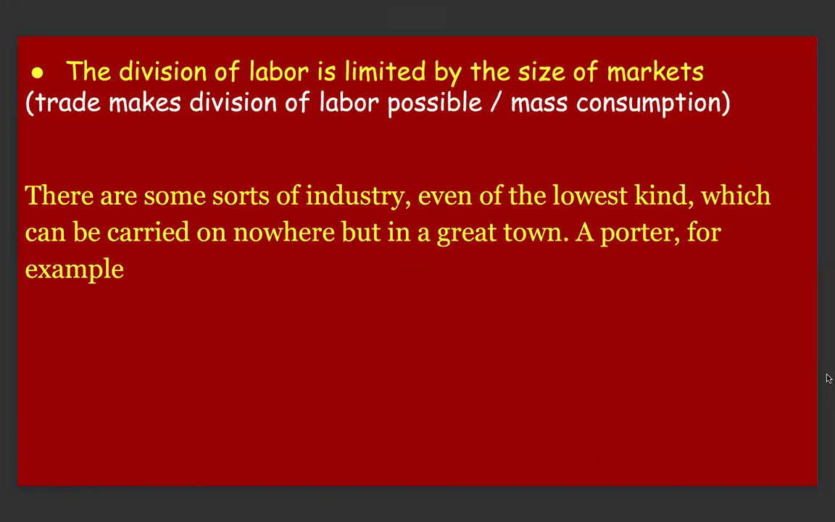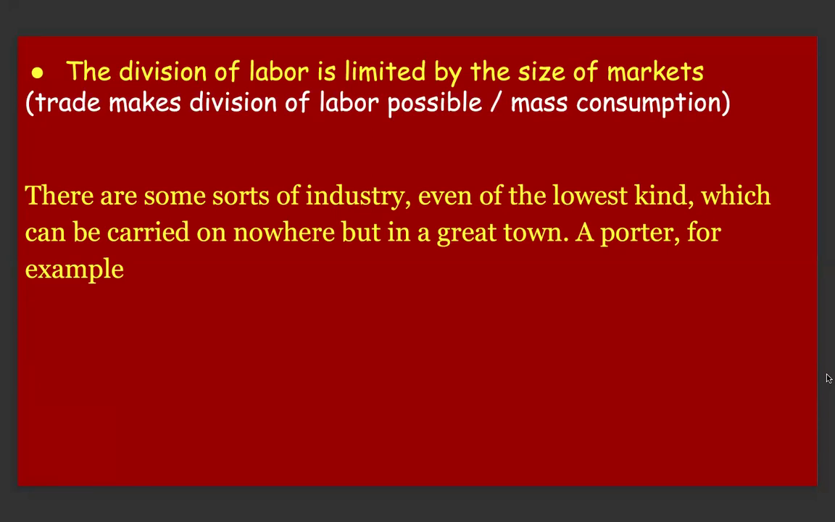So, division of labor is limited by the size of markets, and trade makes division of labor possible. Mass consumption. One of the six points there that we started with, right? One of the opening chapters of the book. Obviously, it's a big book, and you're just going to read a bit of it, and I'm just going to focus on a few arguments, and provide a few more points to complement this one specifically, the connection between mass consumption and labor, right?